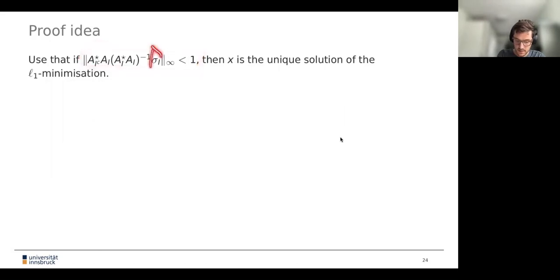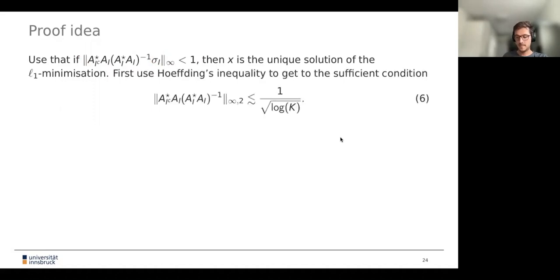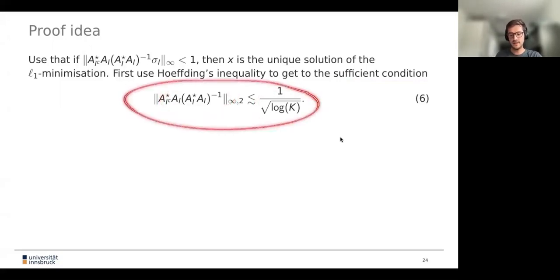So the first step: we assumed randomness of the signs, so we can use Hoeffding's inequality and a union bound over all elements in I complement. So this is the infinity norm, just the biggest entry of this vector. This is a vector right here, and we are going to apply Hoeffding's bound to each element of it to get approximately that we need the sufficient condition of the infinity-2 norm. So basically the biggest row norm of this matrix should be of order 1 over square root log k. If this is satisfied, then this follows by using the randomness of the signs.